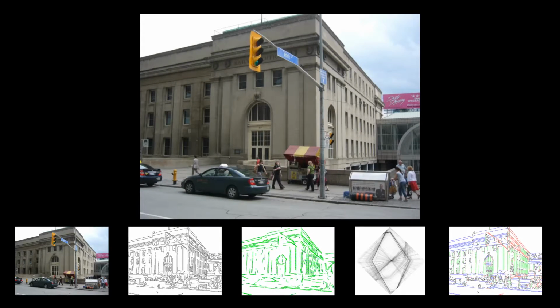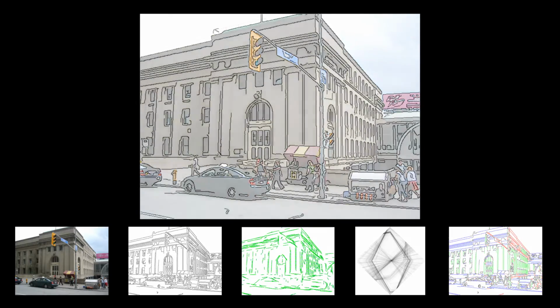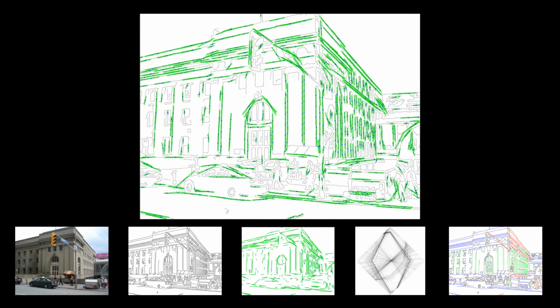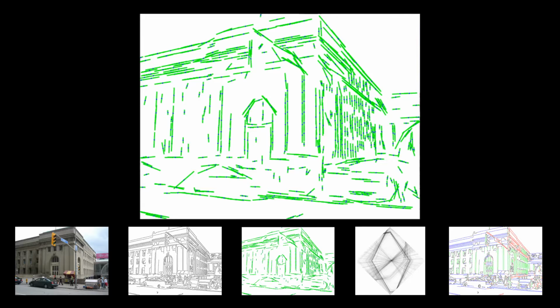The input image is first processed by an arbitrary edgelet detector. Edgelets are local image features, ideally short fragments of straight lines described by a point and an orientation.